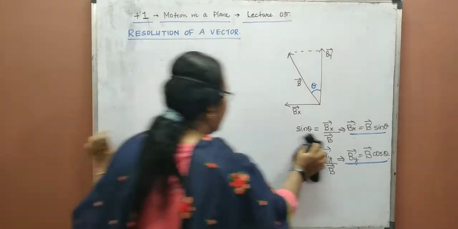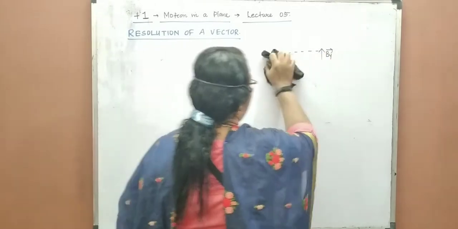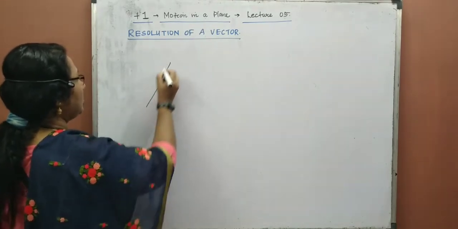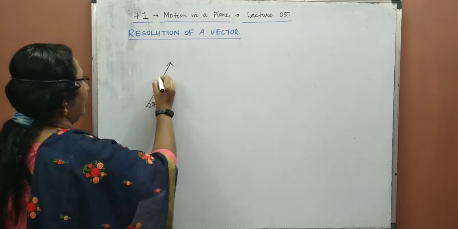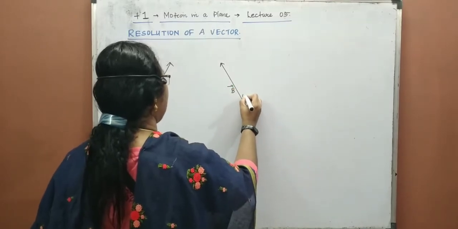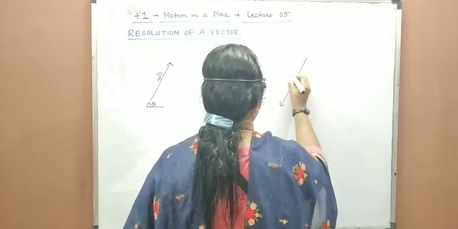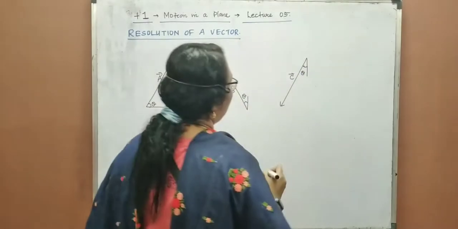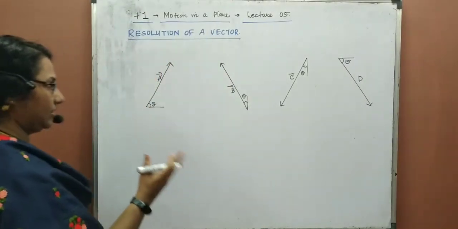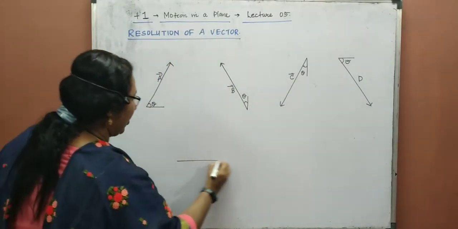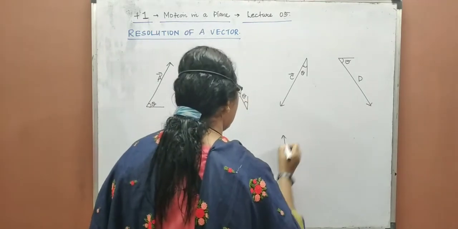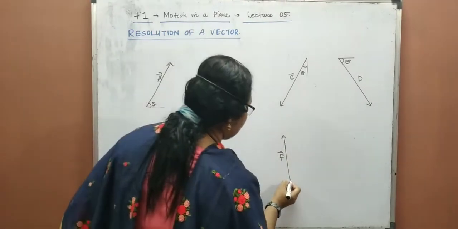A component which is nearer to the angle is the cos component and a component which is opposite to the angle is the sine component. That is, suppose this is vector A. Vector A makes an angle theta with x-axis. Suppose this is vector B. Vector B makes an angle theta with y-axis. This is vector C. Vector C makes an angle theta with the y-axis. This is vector D. Vector D makes an angle theta with the x-axis. Now, suppose this is vector E. Suppose this is angle theta. And this is vector F. And suppose this angle is theta.